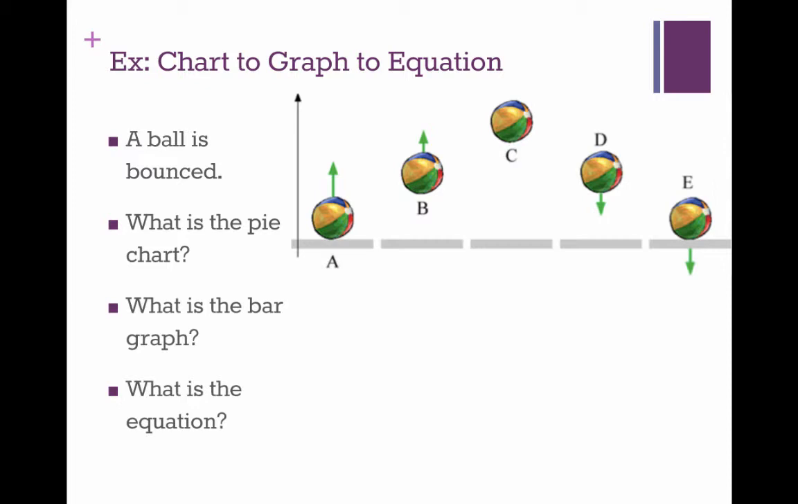Notice the green arrows pointing up for going up and pointing down for going down. And notice that the size of the arrow does matter. The longer the arrow, the faster it's going.